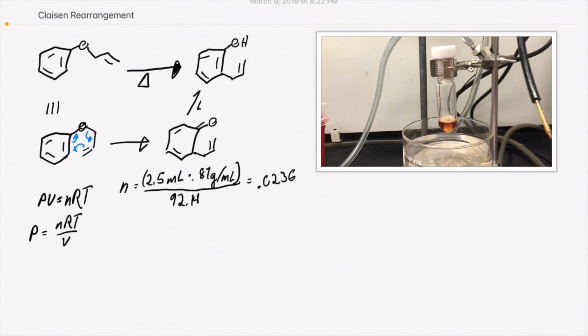and that's going to give me 0.0236 moles of toluene. So now R, in this case, is going to be 0.082, and the units for that are liters times atmosphere, ATM, times inverse K, times inverse mole.